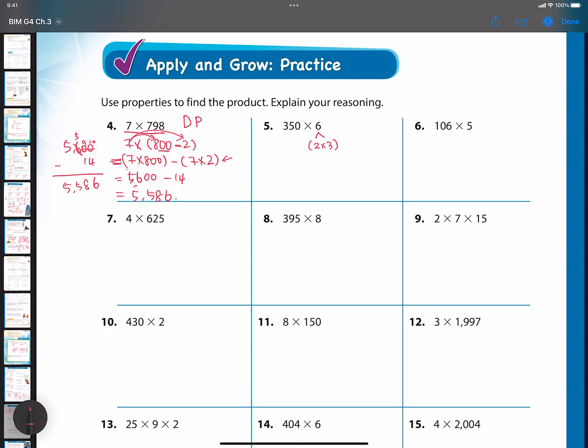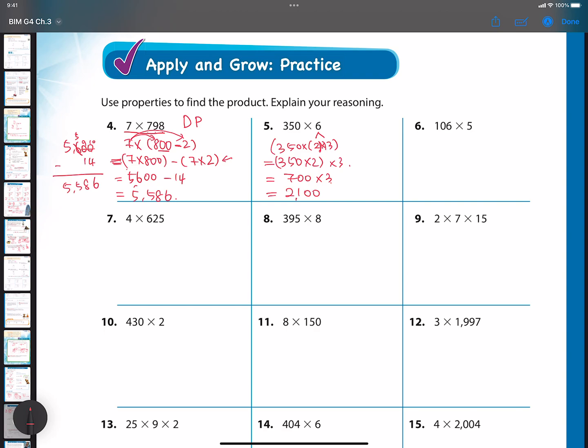And then we are going to change this parenthesis into this way, which is what? We are going to use associative property. It becomes 300, I'm going to rewrite it. 350 times 2 times 3, which is what? 700 times 3. 7 times 3 is what? 21 and 2 more zeros.